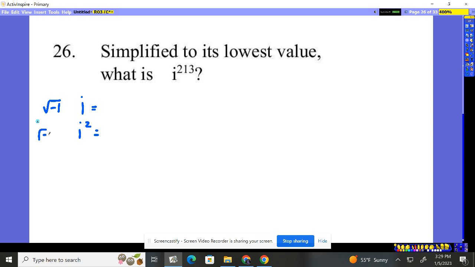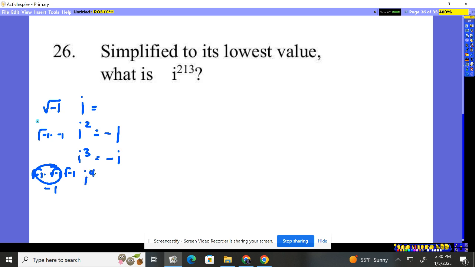Well, that's the square root of -1 times the square root of -1, which is -1. i to the third, well, you get the square root of -1 times the square root of -1 times the square root of -1. Two of these are worth -1. That's an i, so you end up with -1 times i, so you end up with a negative i.